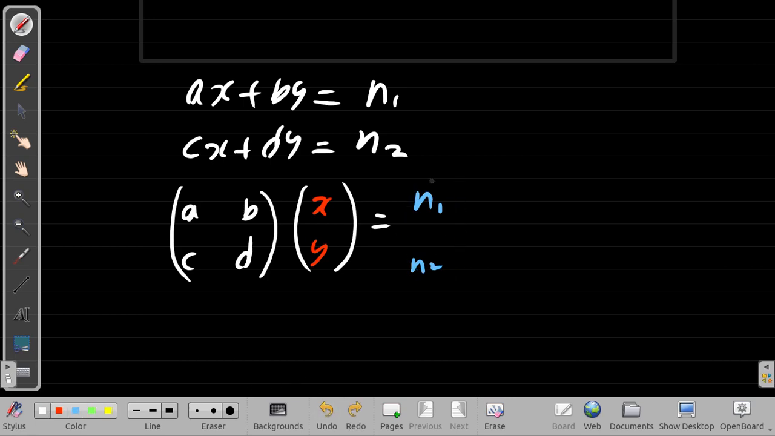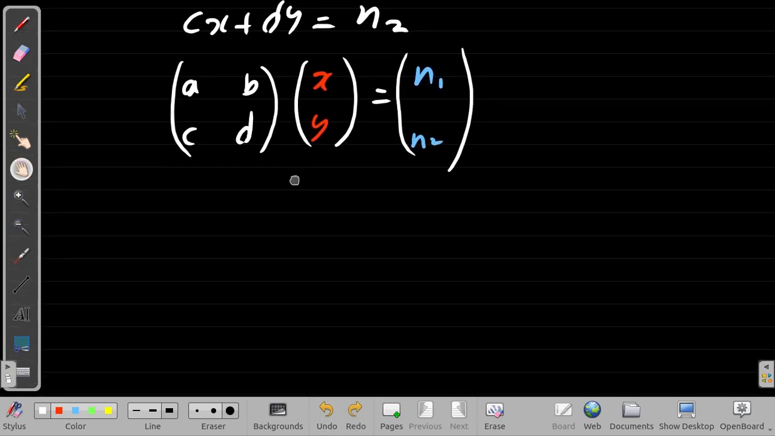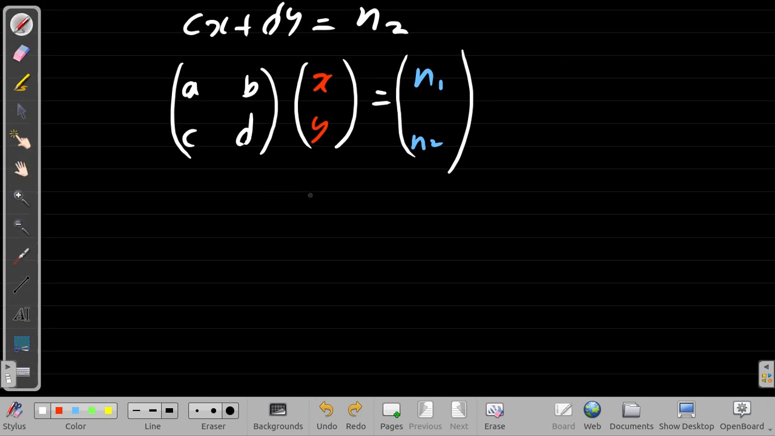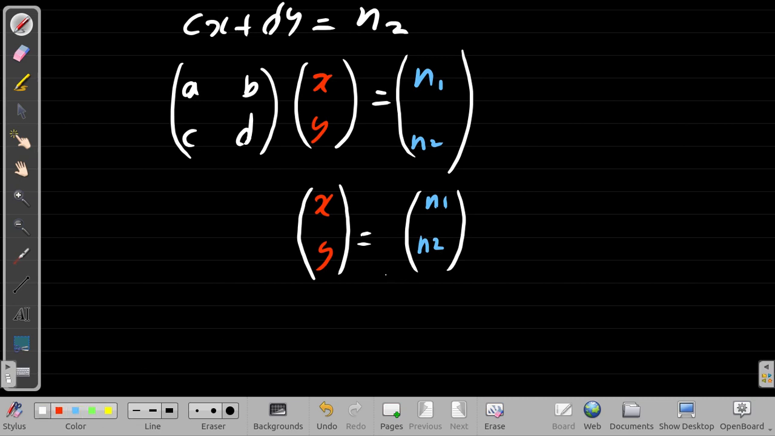So, these are what you have. Notice, if you multiply a times x plus b times y equal n1, you get the top equation, ax plus by equal n1. If you multiply these two, you get cx plus dy equal n2. Now, if you transpose this and make the answer x, y become the subject of the formula, what you're going to have is n1, n2 divided by a, b, c, d.